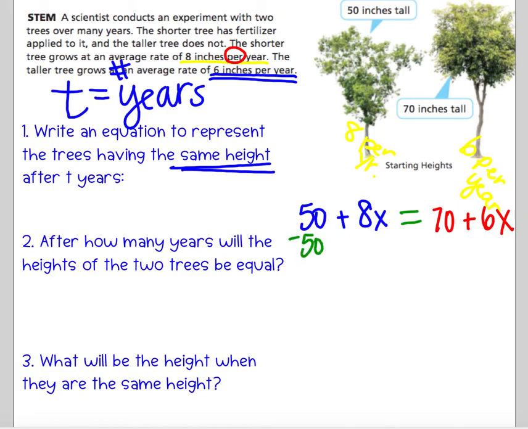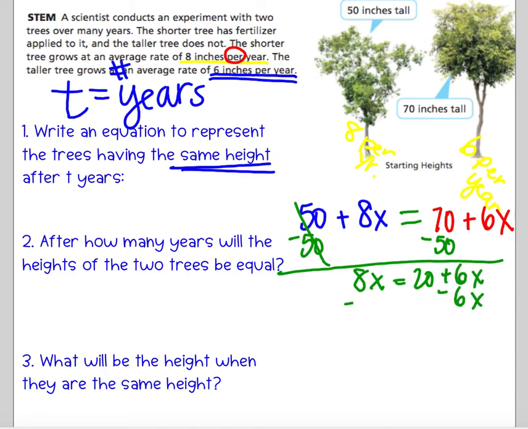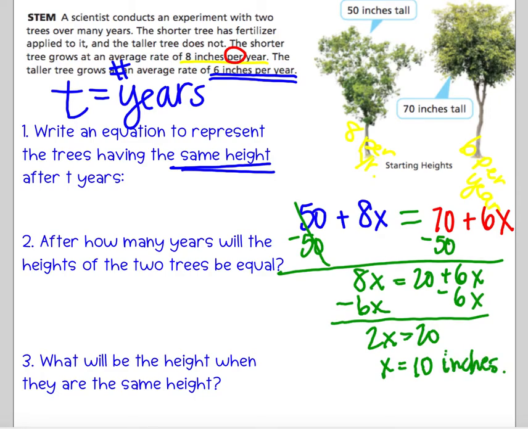Let's bring our constants together. 8x is equal to 20 plus 6x. Bring our variable terms together. So x is equal to 10 inches. Oh, no. I'm sorry. Not 10 inches. 10 years, right? Go back, make sure. This is why it's important to write out what your variable stands for. 10 years. Okay? So in 10 years, they will be the same height.